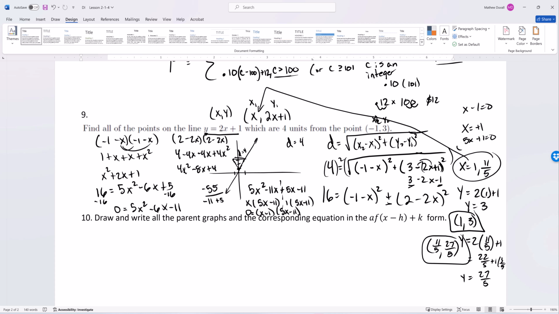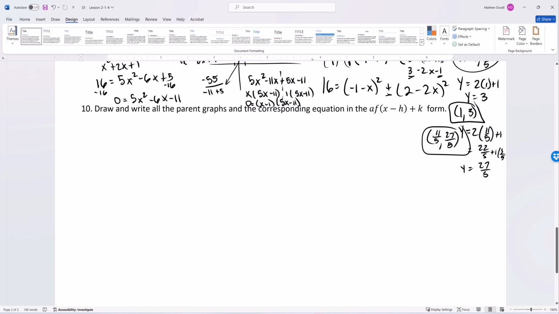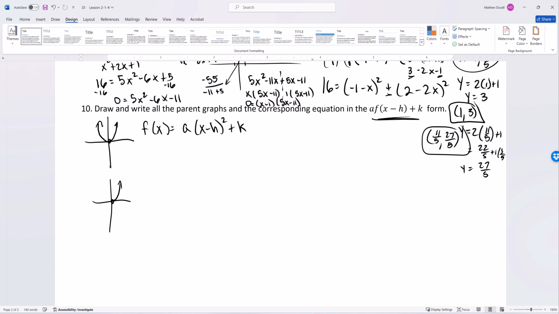So the next is draw and write all the parent graphs for the corresponding equation. So I want you to draw it in that form. So for example, you have your parabolic, and so the family graph for that is a times (x minus h) squared plus k. For your cubic, that's going to be a times (x minus h) cubed plus k. So I just want you to do that for all the parent graphs.